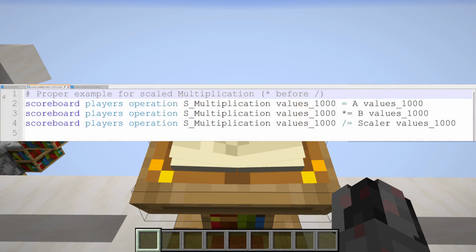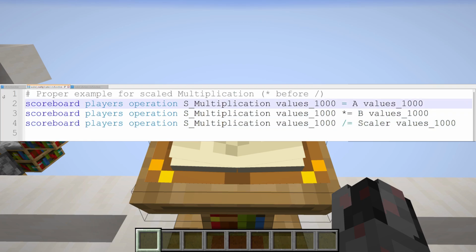So let's start with the scaled multiplication. So this is done in 3 steps. First, I'm just copying the value from a into s multiplication, so I'm not overwriting a itself. Then I'm multiplying with b. Now I have the scaling factor squared in there, so I need to divide by the scaling factor. The important part here to know is that you should first multiply and then divide, otherwise you're losing your scaling in the middle, and you would lose the additional resolution you won through the scaling.